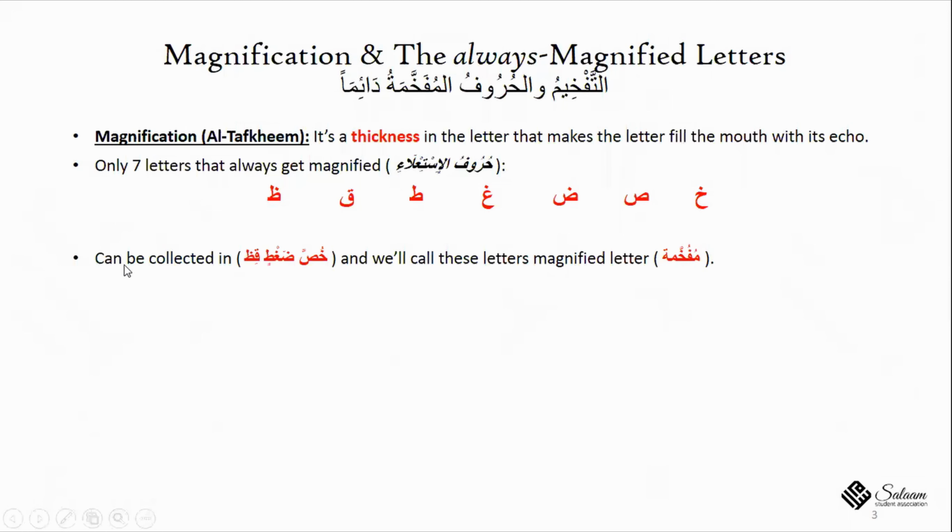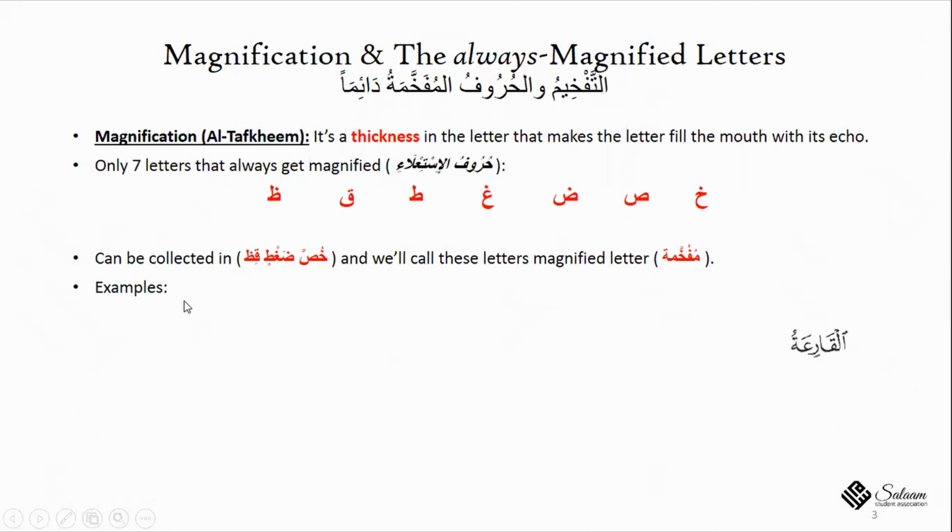Yeah, and they can be collected in this sentence: خص ضغط قذ. This is just for simplification. You don't need to know anything about this. Just memorize the 7 letters here: خاء صاد ضاد غين طاء قاف ظاء. And we will call these letters magnified letters or الحروف المفخمة.